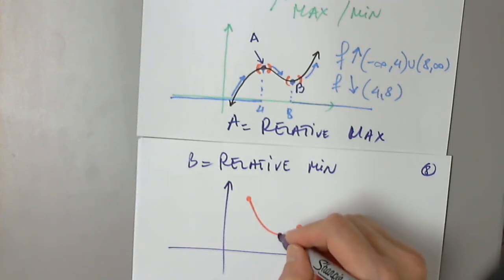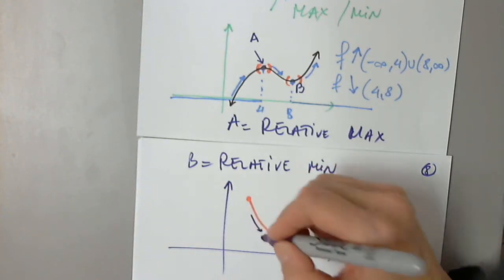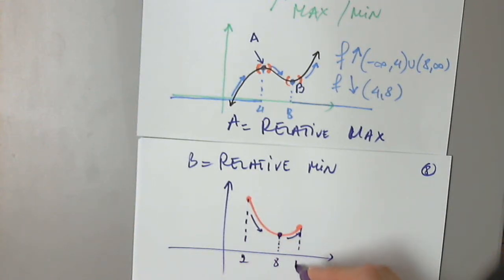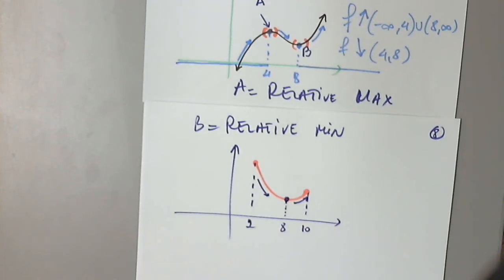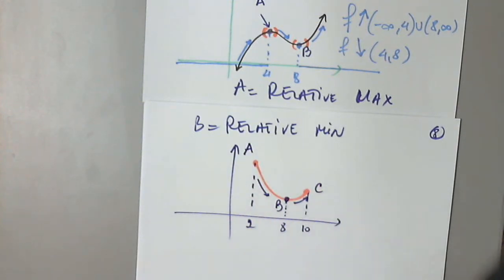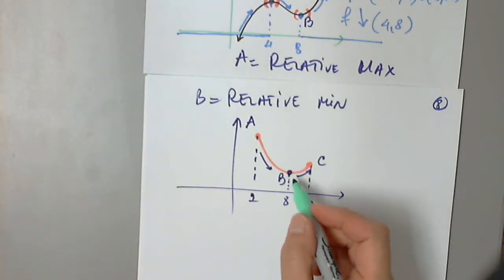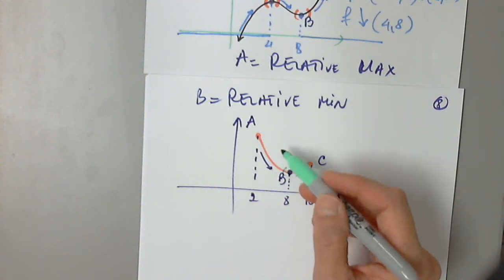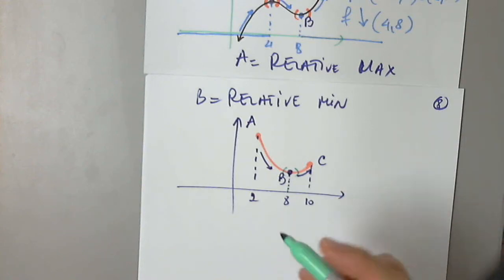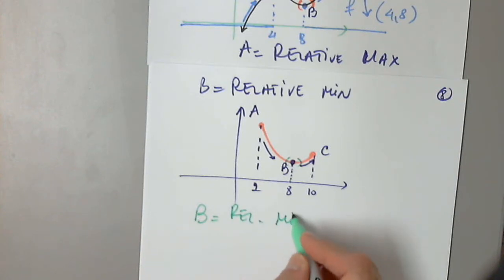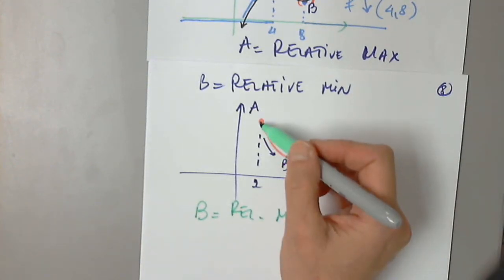I hope you agree that the function decreases and then increases. I'm going to say that this is 2 and this is 8 and this is 10. I see 3 points here. I see point A, I see point B, and I see point C. Let's start with point B. Can I show the open interval left and right where all function values are larger than this height? So what do we call point B then? Yes, relative min.